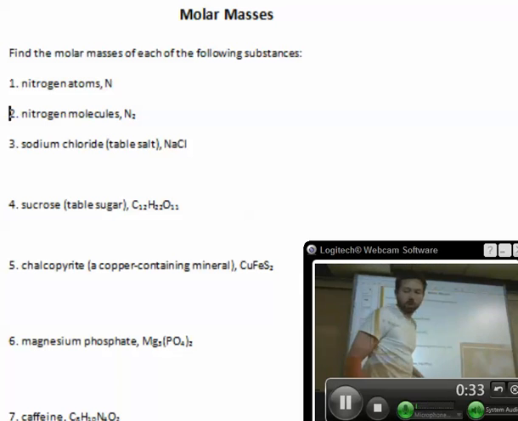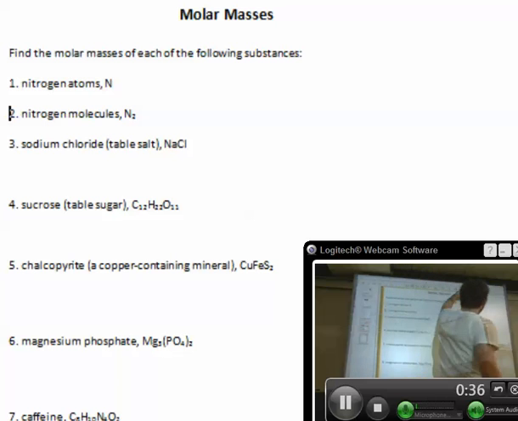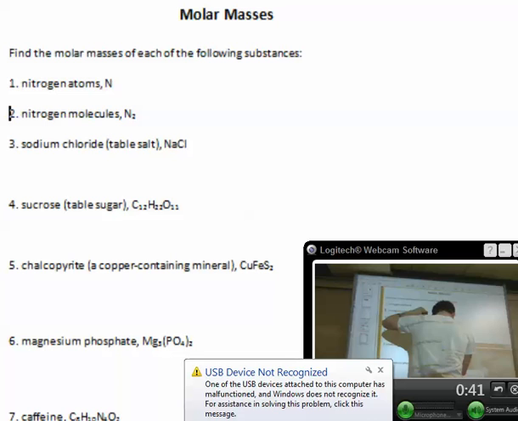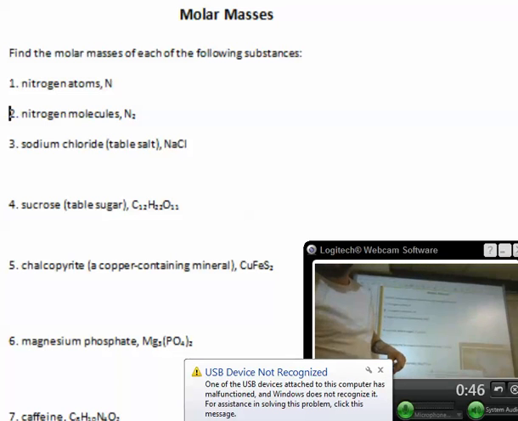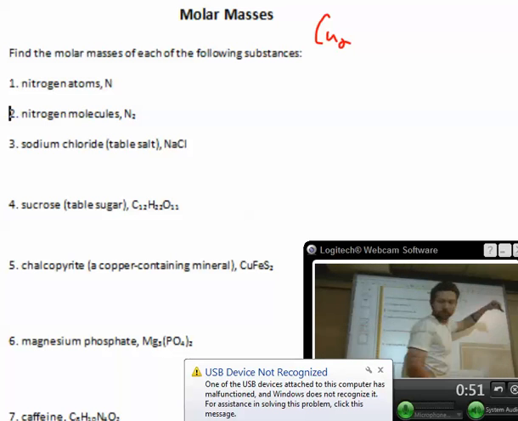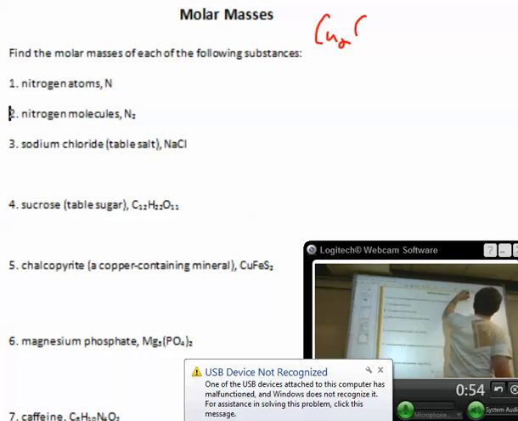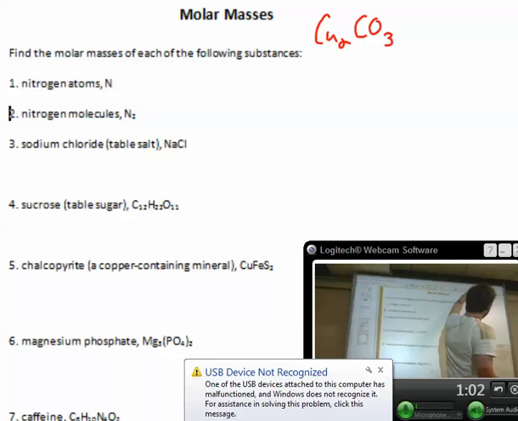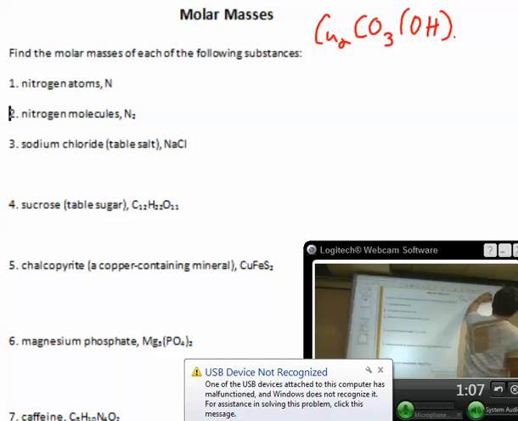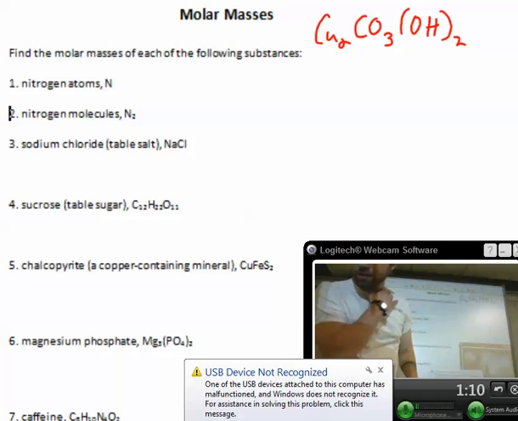Okay, so malachite is copper, two of them. 2 moles of copper, right? 1 mole of carbon, 5 moles of oxygen, and 2 moles of hydrogen.